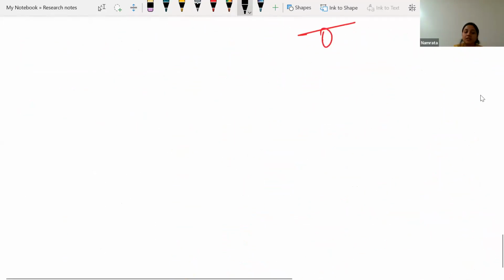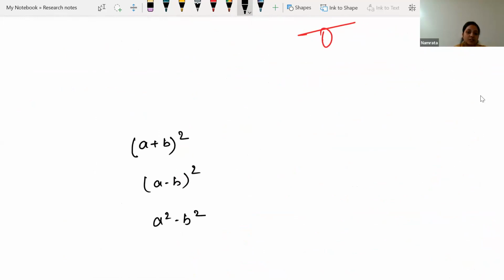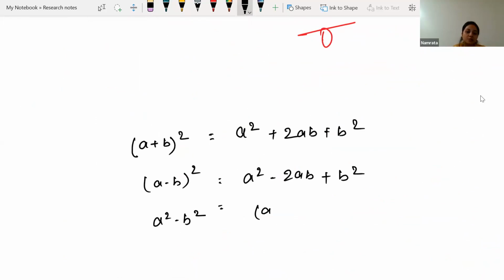Okay. Please be careful. Let me write the identities over here. This was there in the previous class, the same chapter, polynomials, and there were a few identities: (a plus b) whole square, (a minus b) whole square, a square minus b square. These are three famous identities which we will be using here and there. The formula was a square plus twice ab plus b square. This one was a square minus twice ab plus b square, and the last one is (a plus b) in one bracket and (a minus b) in another bracket.